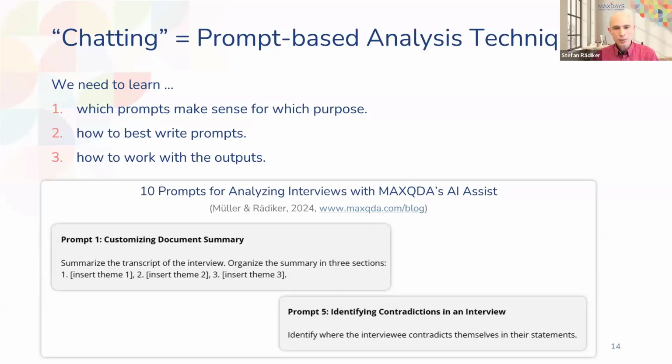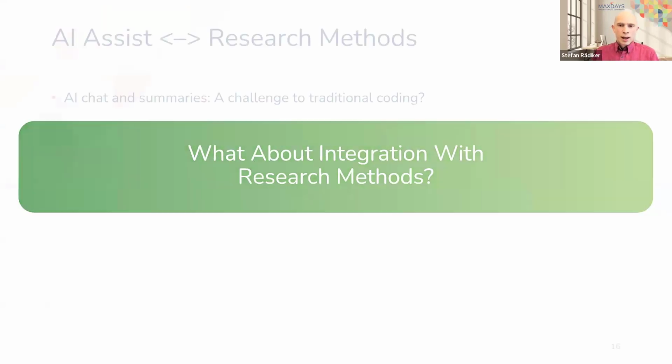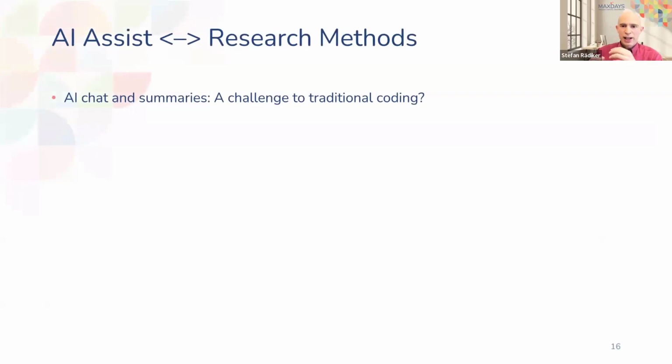When we're talking about especially this chatting, but also about summarization in AI, we need to talk about integration. So what about integration with research methods? The introduction of AI chat and AI summary capabilities in qualitative data analysis has sparked a crucial question. Do we still need coding, or can we skip it? And let's have a closer look at this.